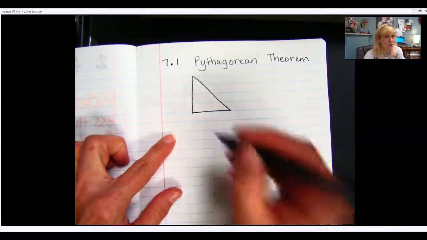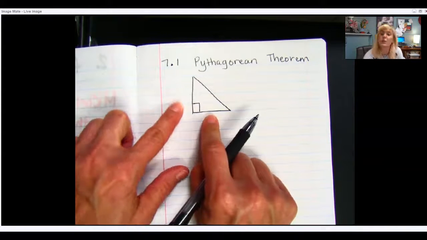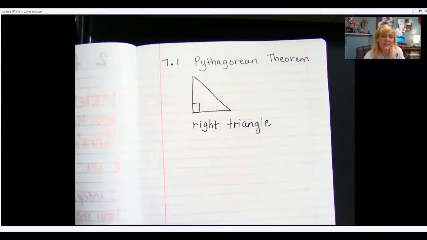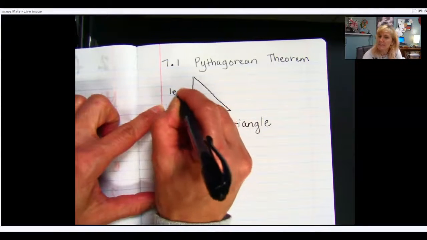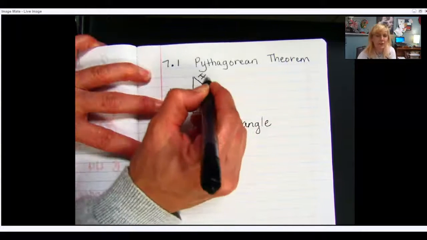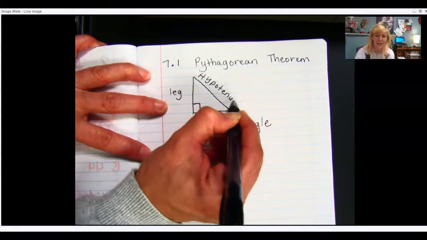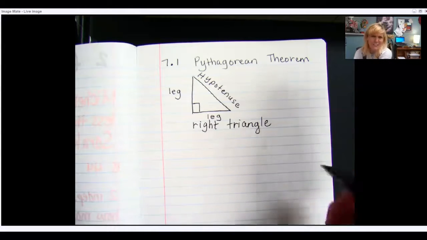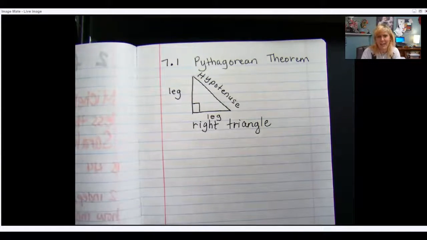Notice I'm drawing a triangle, but it's not just any triangle, it is a right triangle. Make sure you draw that right angle symbol and label this a right triangle. So remember, what is cool about this is we have some legs, and then we have that crazy word, it's called a hypotenuse. And I remember where the hypotenuse is because it is always across from the right angle symbol.